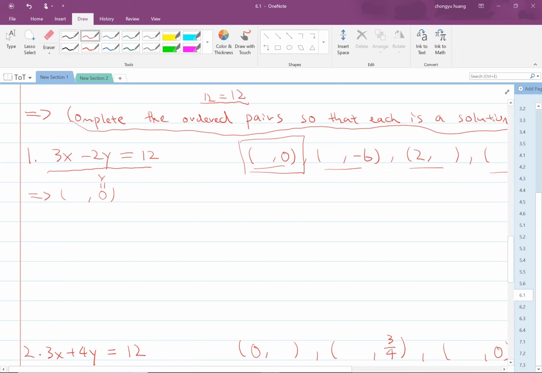So basically what you have to do is simply plug in the value of y. So we have 3x minus 2 multiplied by 0 is equal to 12, right? 2 multiplied by 0 is 0, so it simply becomes 3x. 3x equal to 12, and then x is equal to 4, right? So x is equal to 4.